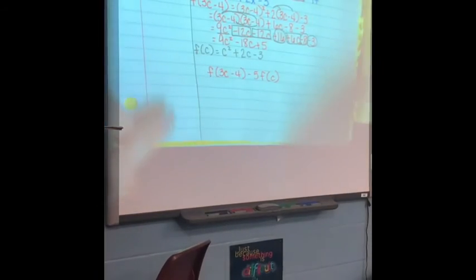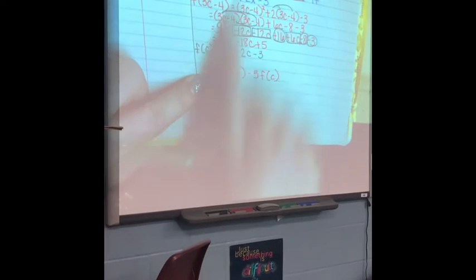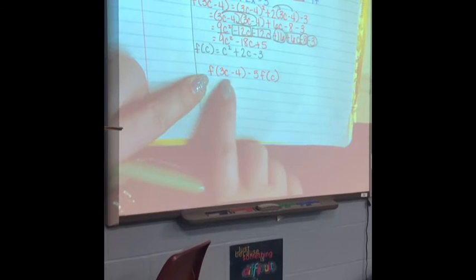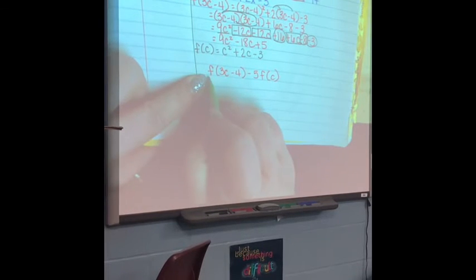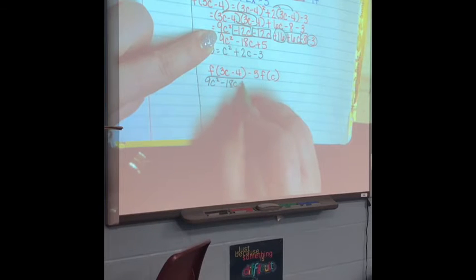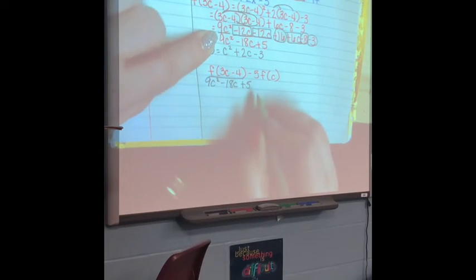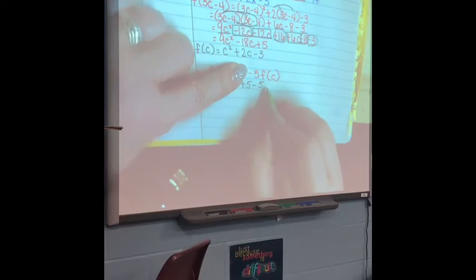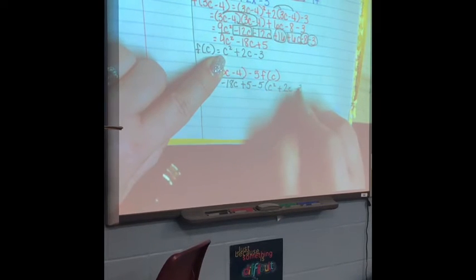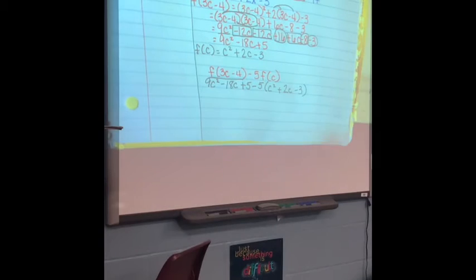So what that looks like for us is I've rewritten the problem, f of 3c minus 4 minus 5 times f of c, and I'm going to plug in what I found f of 3c minus 4 to be, which was the 9c squared minus 18c plus 5. Then I'm going to subtract 5, and now I'm going to put the f of c, which was c squared plus 2c minus 3. So now what do you see here that I have as a next step?